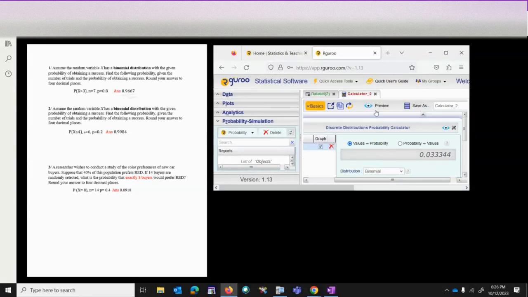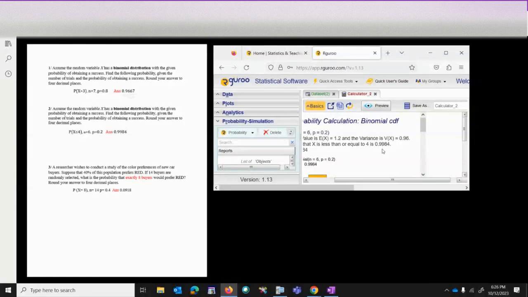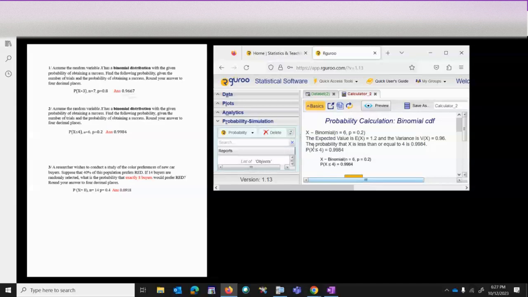So all I have to do now is go ahead and preview. The answer is directly 0.9984. So P of x less than or equal to 4 is equal to 0.9984, where n is 6 and P is 0.2. Every piece of information is here. If you try to solve this one by hand, it's going to take you more time, and you can easily make mistakes when calculating the numbers. But if you master this technology, it saves you a lot of time and makes your life much easier. Now let me continue to the last question.